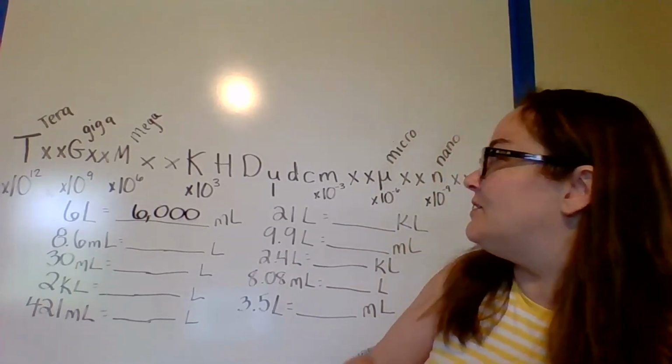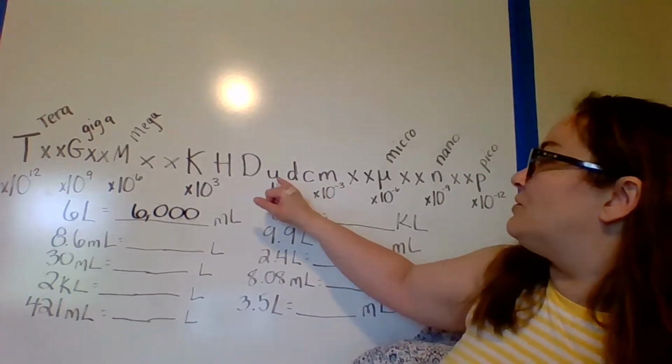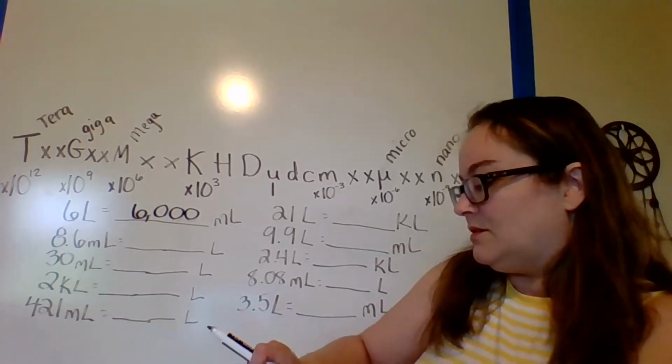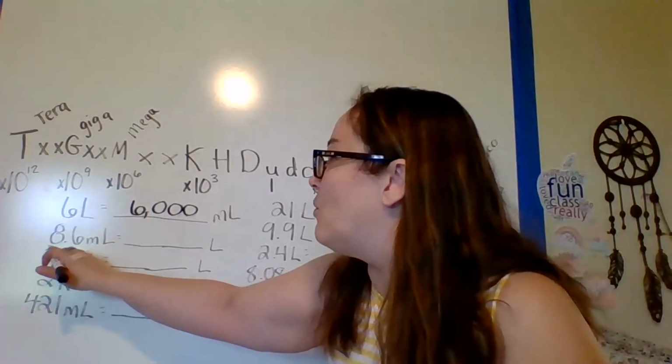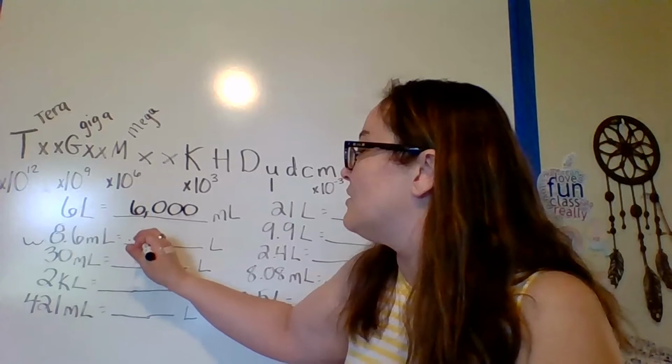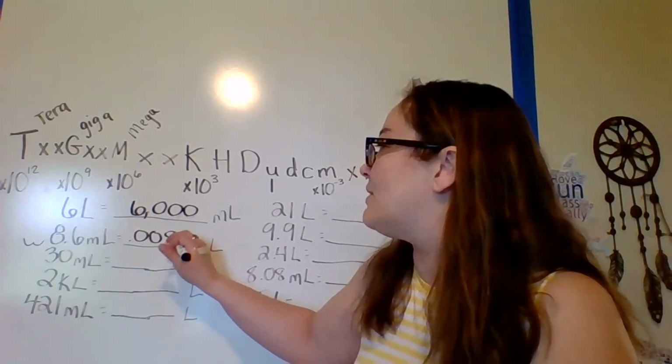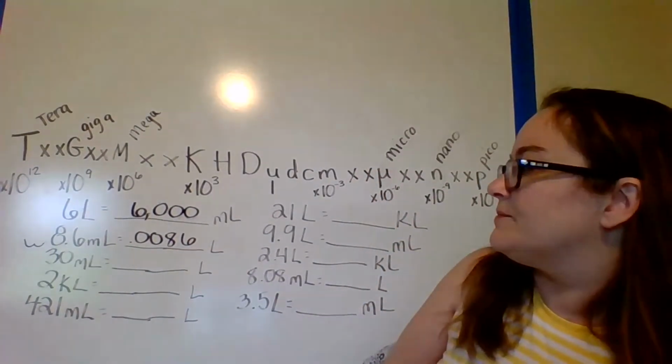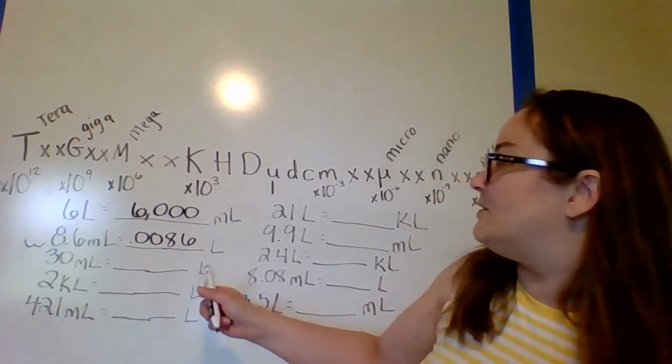So we're starting on milli, ending on unit. So 1, 2, 3 to the left. So 1 to the left gets us to there. So 2 and 3 both need to be zeros. 0.0086 liters.